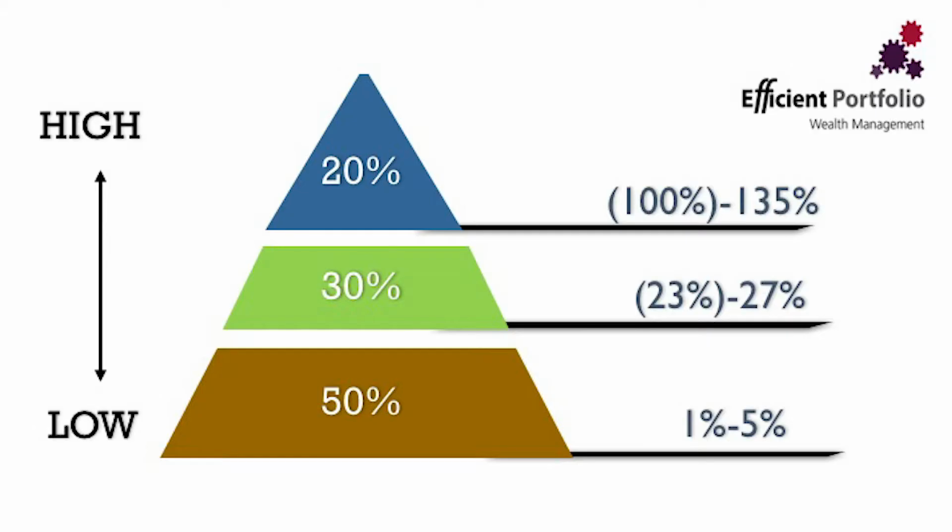So if I took a typical portfolio for somebody, let's say we put 50% in low risk investments, 30% in medium risk investments, 20% in high risk investments. It's pretty well spread out in terms of the risk.